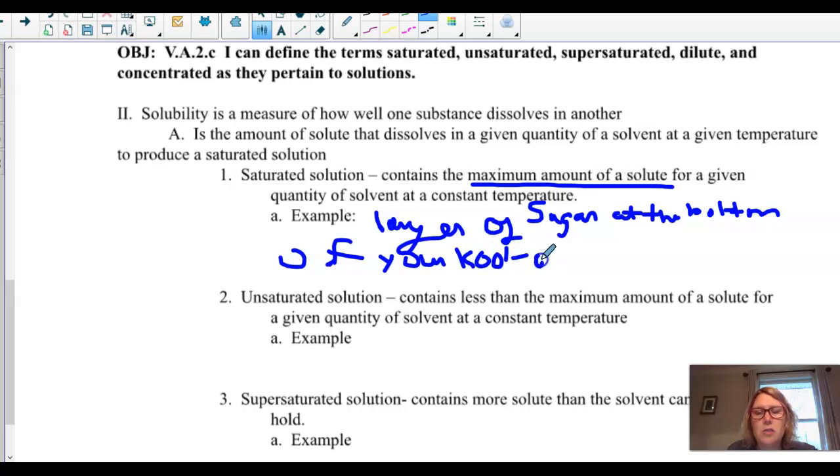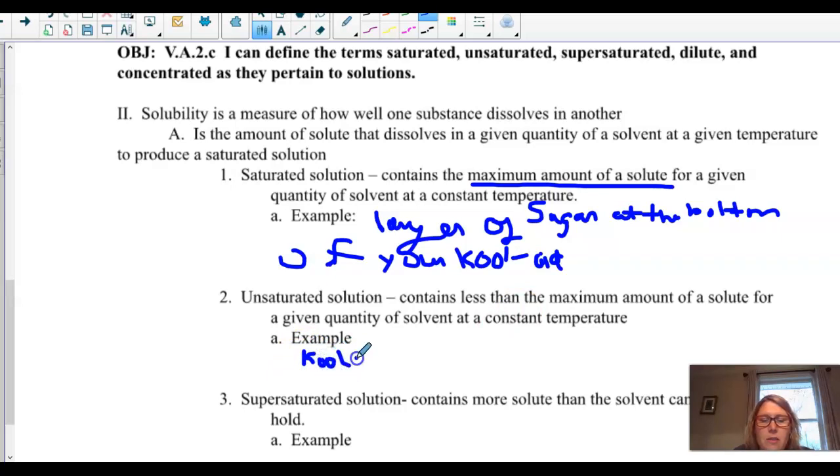Unsaturated solutions, same example. If you're making Kool-Aid and you're putting sugar in it, but you don't see that layer at the bottom, it contains less than the maximum amount. When you mix it, it looks like a homogeneous mixture. It's just Kool-Aid, with no layer at the bottom.